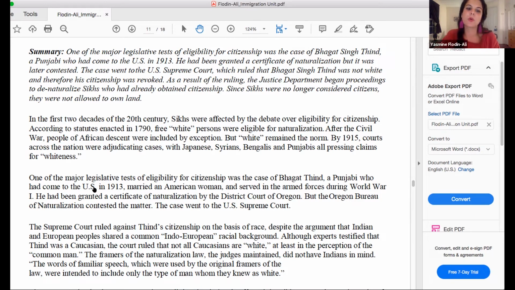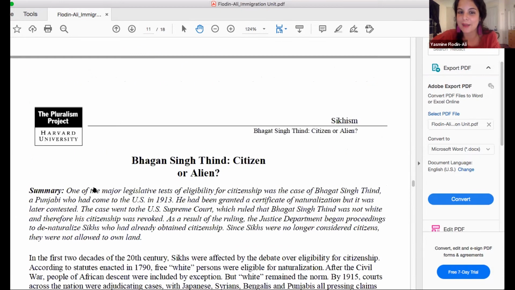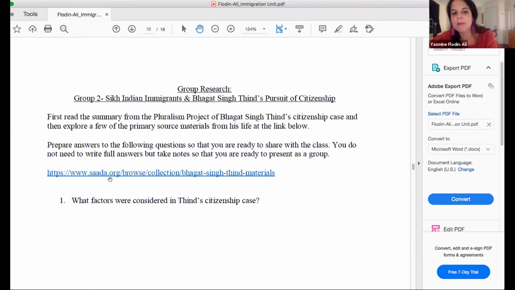But essentially, the Supreme Court says that in the common man's understanding of what it means to be white, this man is not white, which is really interesting because it's not even giving the pretense that's normally given of scientific racism. It's not giving any solid evidence at all. It's just saying, if you were to look at this person, you would be able to tell that. And that's where the primary sources come in.